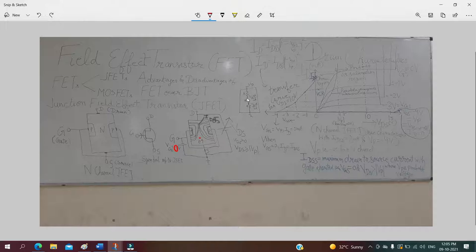Now what will be the voltage drop at this point? Suppose we name it as A, then the voltage drop at this point will be equal to Vd into the sum of these two resistances 2R divided by total resistance 3R. Now the voltage at this point, which is near the source end, will be equal to Vd into R by 3R. So we can say that the voltage drop at the drain end is more than at the source end.